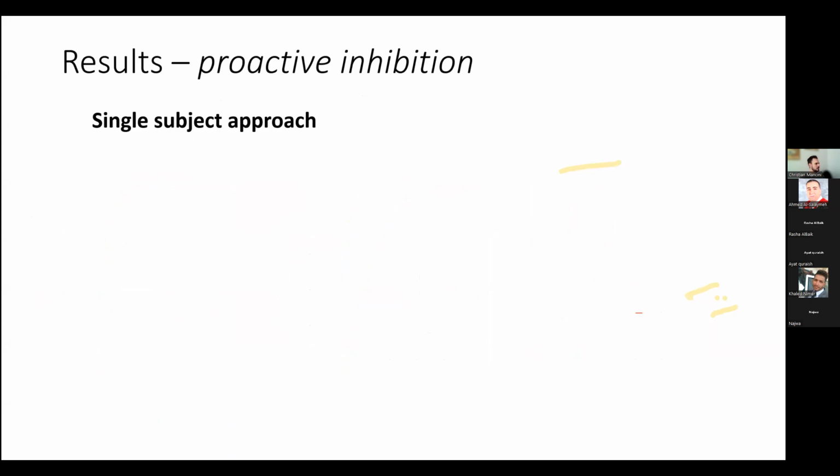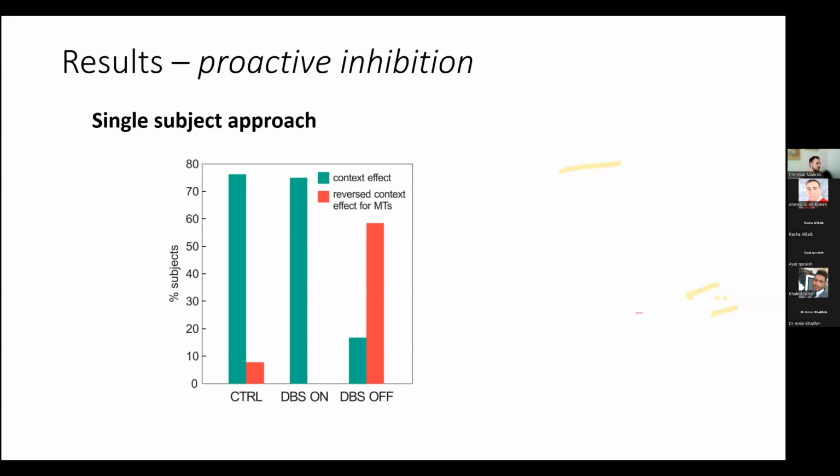So let's see another approach to tackle proactive inhibition. We see how single subjects behave. And what we do, we try to see if they have a context effect, as I told you before, or a reversed effect. It's the same as before, but we count how many subjects have this context effect and how many do have an inverse effect. And here you can see on the left controls, the majority of context effect.